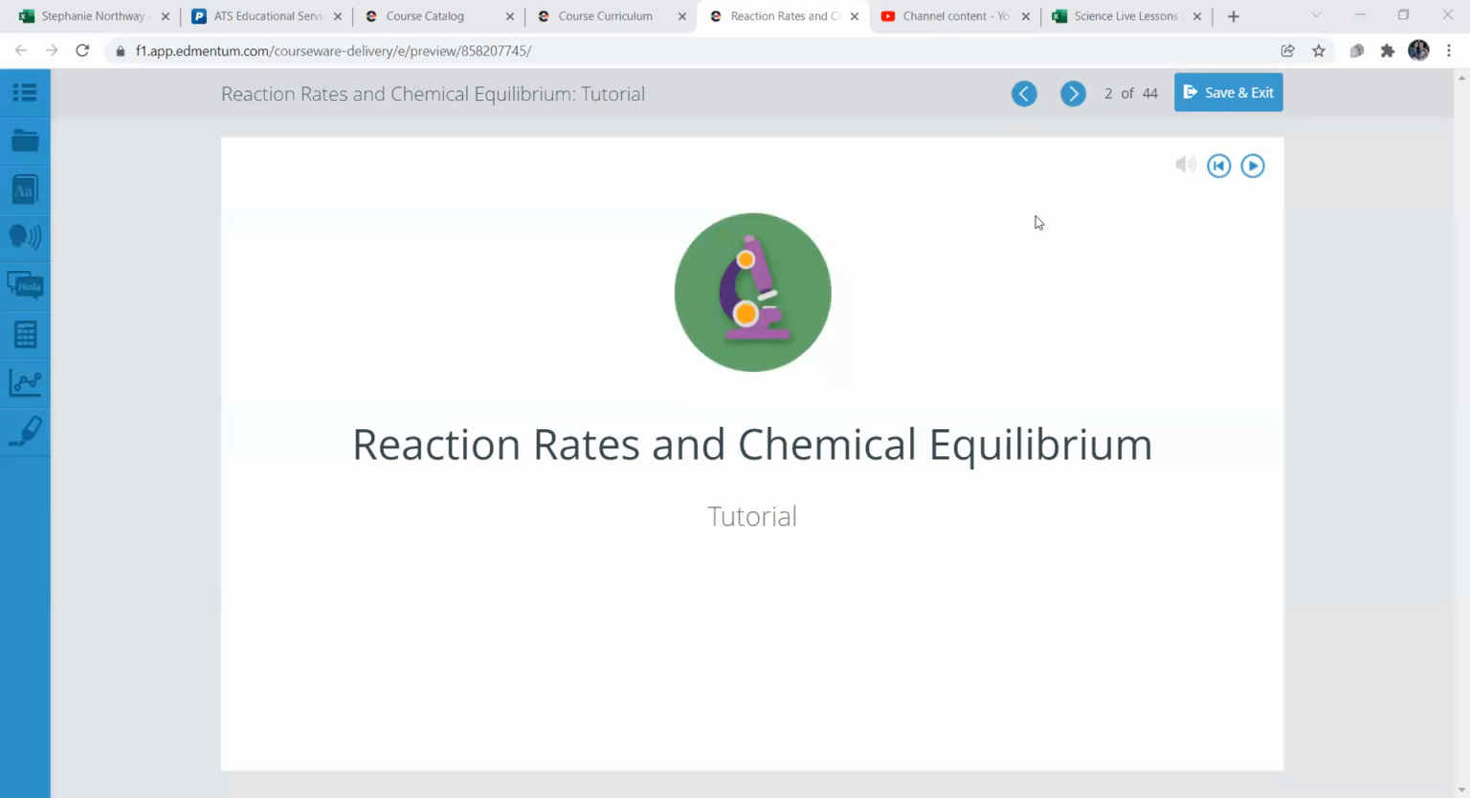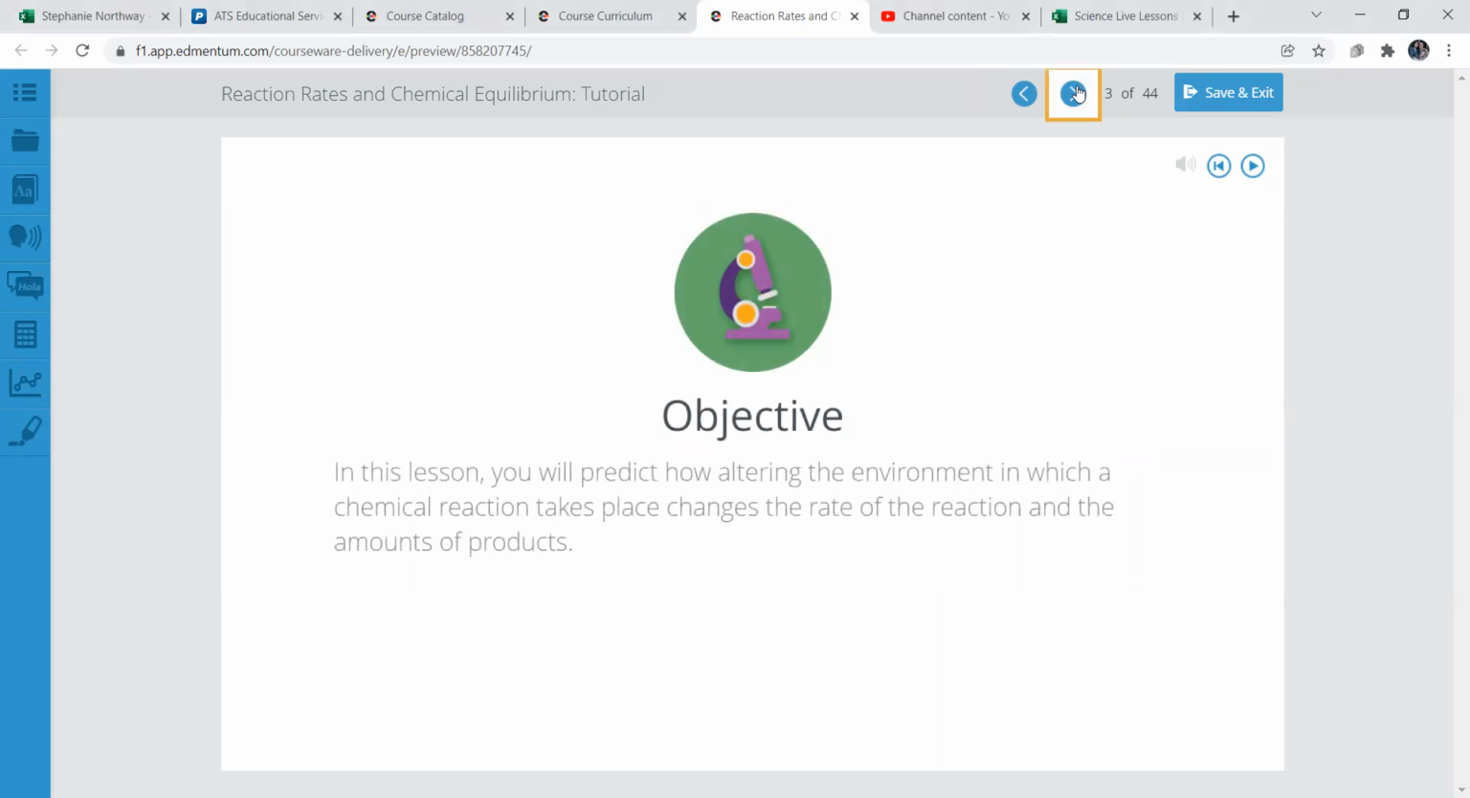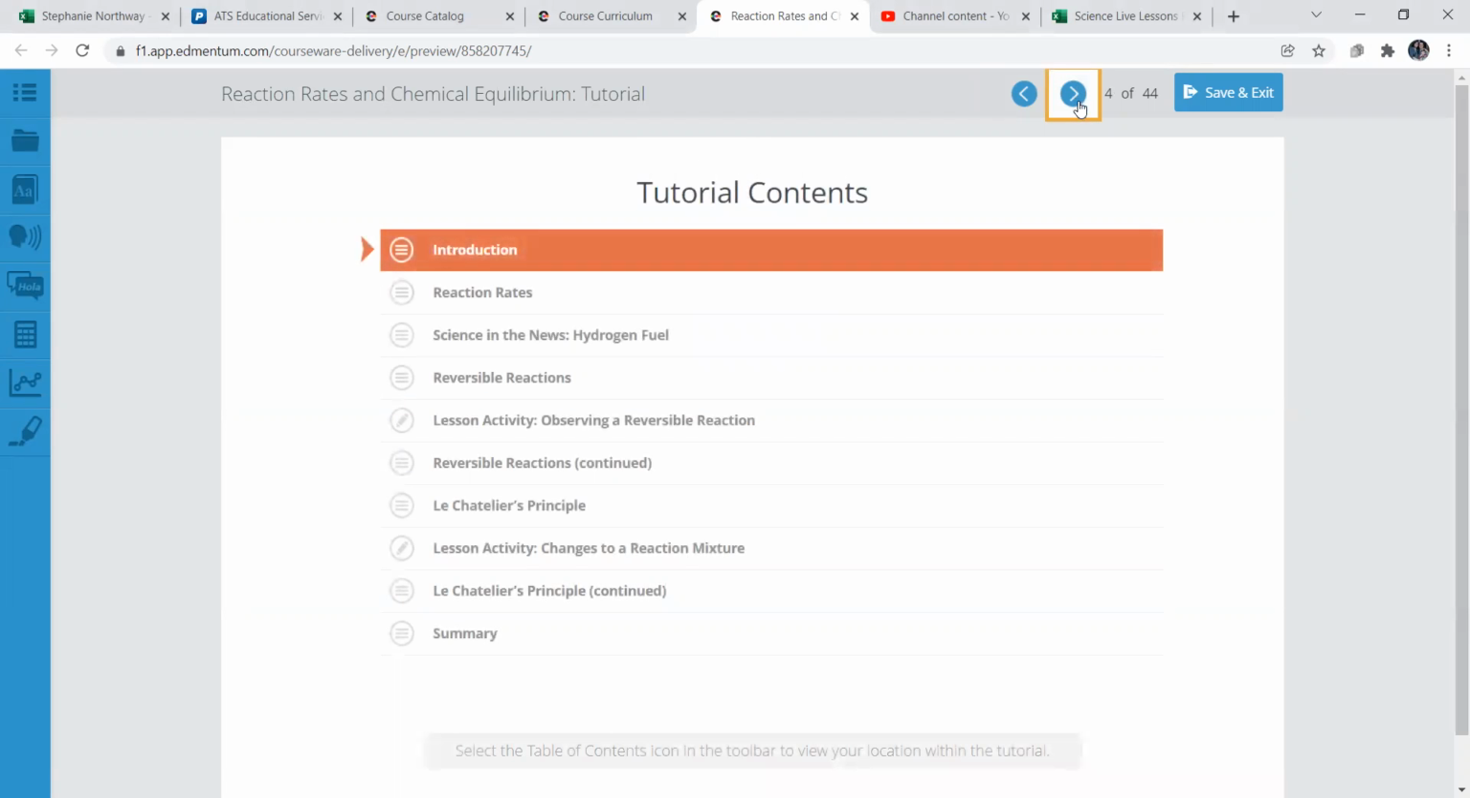All right, reaction rates and chemical equilibrium. So let's talk about this and what's going on here. Okay, objective, and let's get into this.